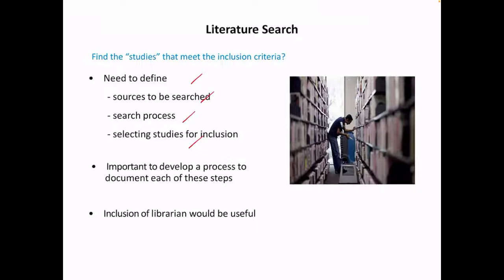People have to be sure that you have seen whatever data is available, whatever studies are available in the field. So language should not be a barrier. People prefer not to get restricted to English only. It could be Spanish, German, and other languages. Sometimes you require a translator to help you out in this direction. It is important to develop a process to document each of these steps, and inclusion of a librarian is useful.